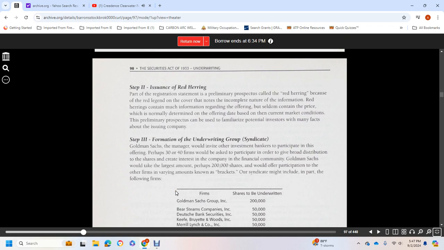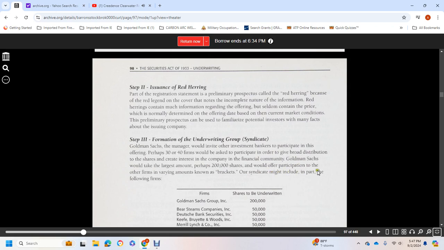Step 3, formation of the underwriting group, or syndicate. Goldman Sachs, as the manager, would invite other investment bankers to participate in the offering. Perhaps 30 to 40 firms would be asked to participate in order to broaden the distribution and create interest in the company among financial firms. Goldman Sachs would take the largest amount, perhaps 200,000 shares, and offer participation to the other firms in varying amounts known as brackets.